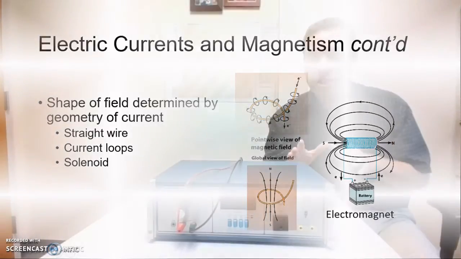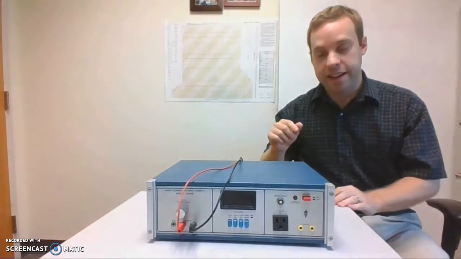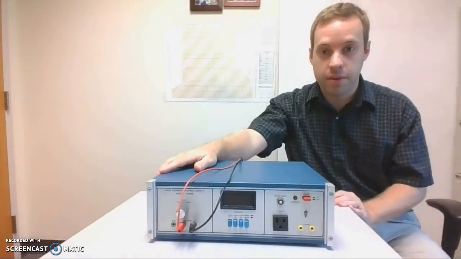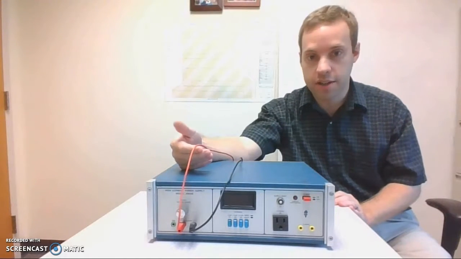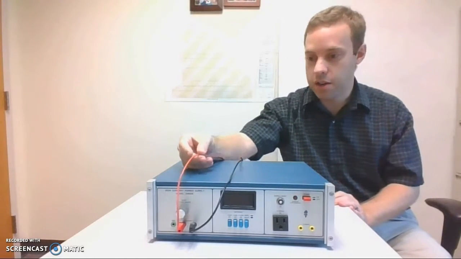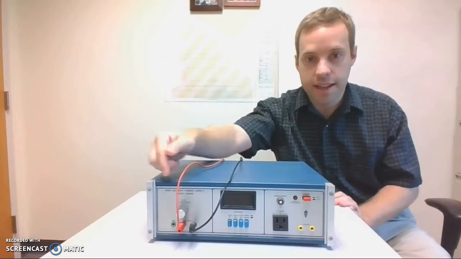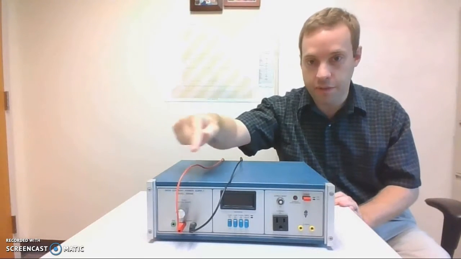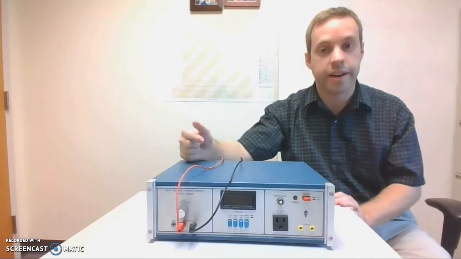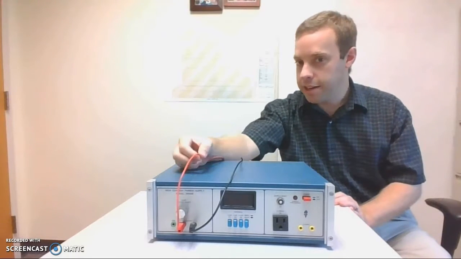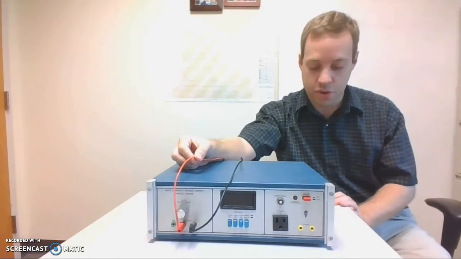So let me show you the relationship between electric current and magnetic field. I have here a power supply that's going to run a current through these wires. As we saw earlier, when we have a current, there's going to be a magnetic field that forms around this wire. Now, the magnetic field around one wire is not very strong.